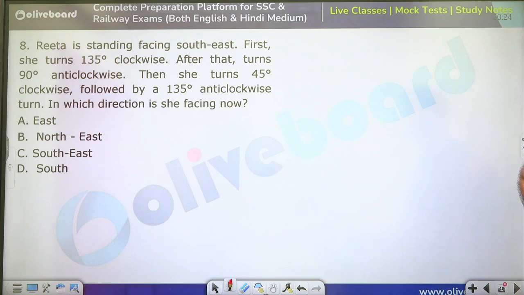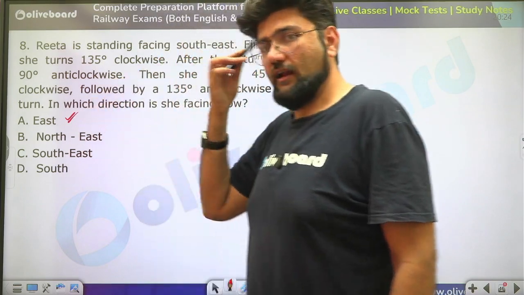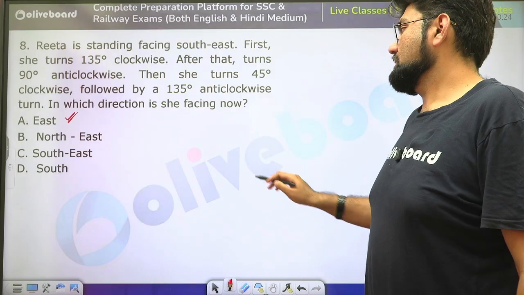135 clockwise, 90 anti-clockwise, 45 clockwise, 135 anti-clockwise. 135, 135 will get cancelled. Same movements in both the directions. 45 clockwise, 90 anti-clockwise. So overall movement is 45 anti-clockwise. She started from southeast. By moving 45 anti-clockwise, she is going to be in the east. Everything you have done verbally only in your head. But I'll show it to you, of course.